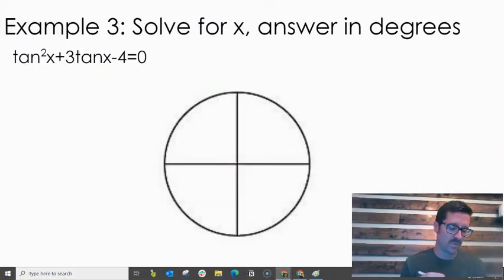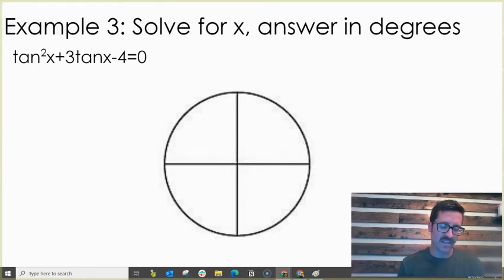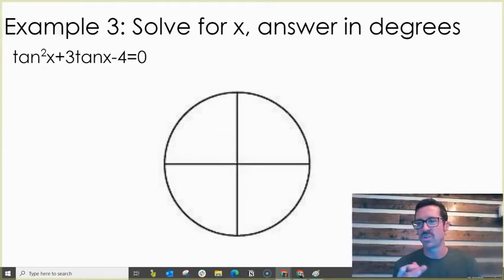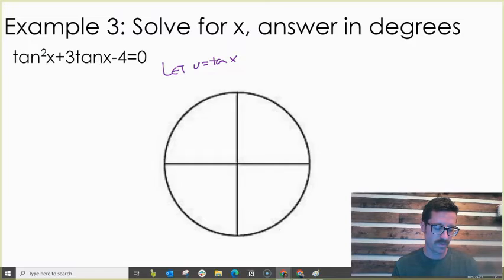Let's do our last example. And in this one, we've got a quadratic. Now, the first thing I like to do is I like to make this look a little bit more like a quadratic. The tangent throws me off a little bit. So I like to say, let u equal tan x. And then we substitute.